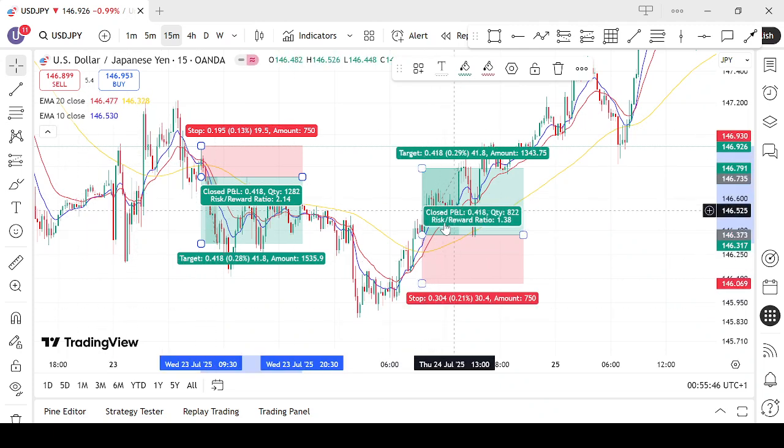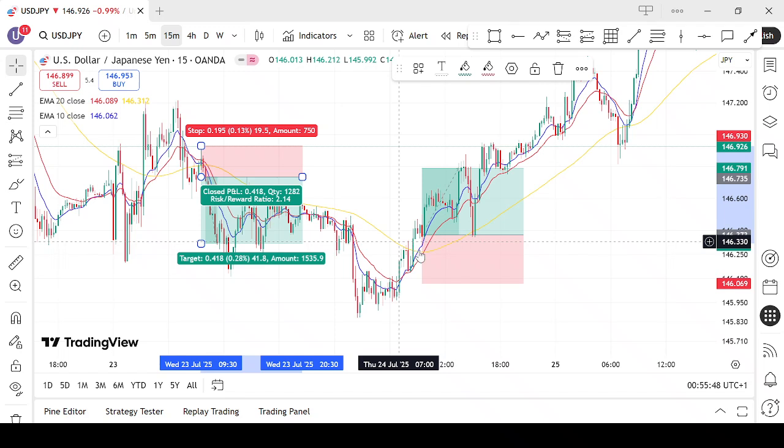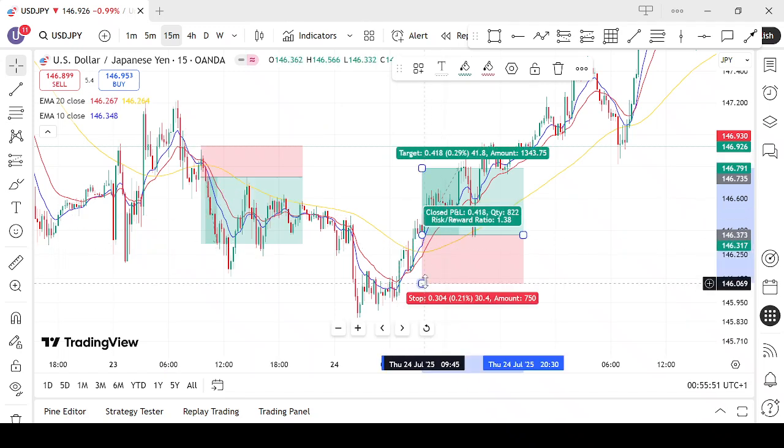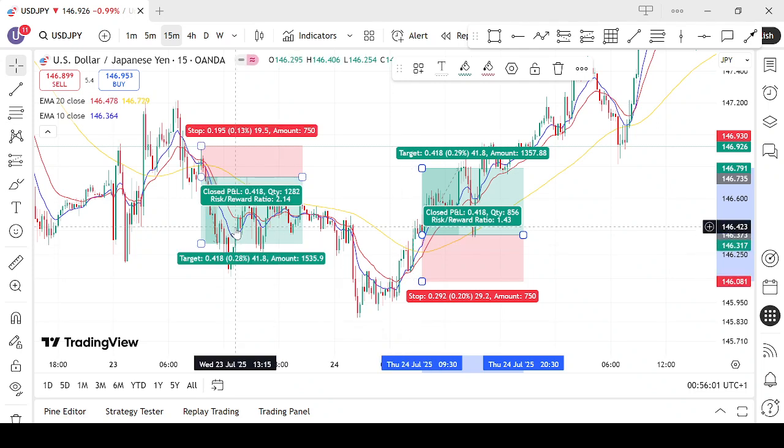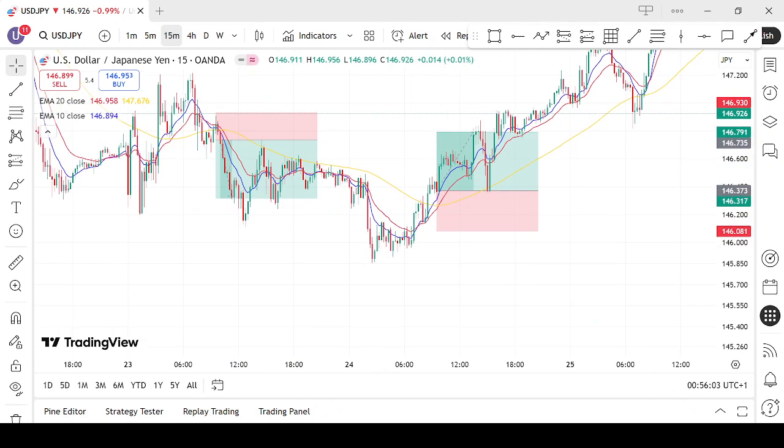But the red line here is my 20 period moving average. My blue line is my 10 period, while my yellow line is my 50 period moving average. So this is how we set our stop loss. This will help us limit potential losses if the trade doesn't move in our intended direction.